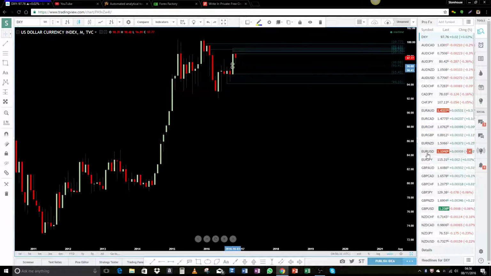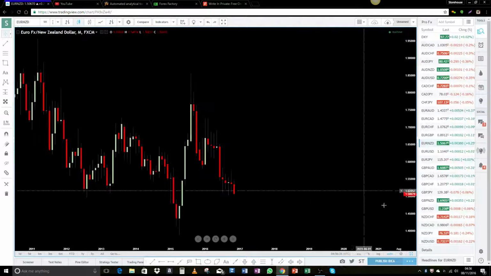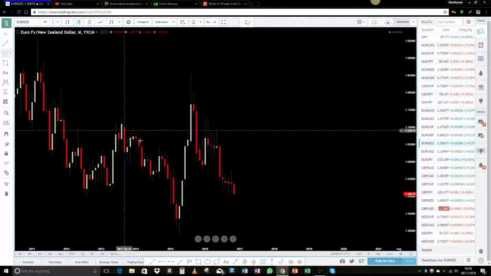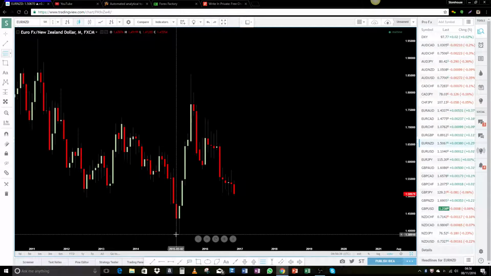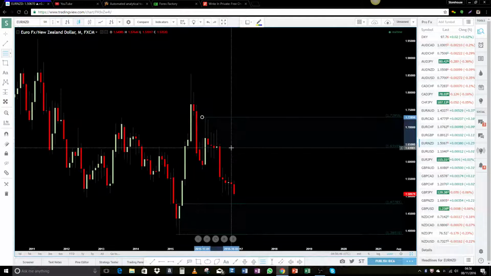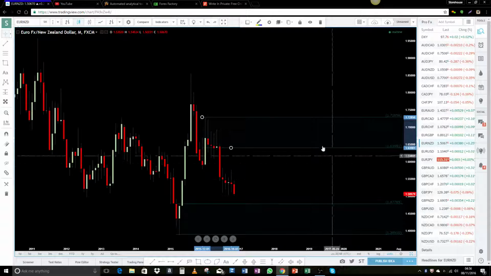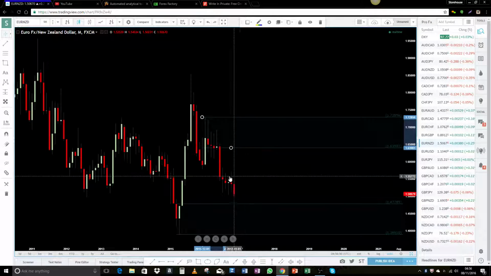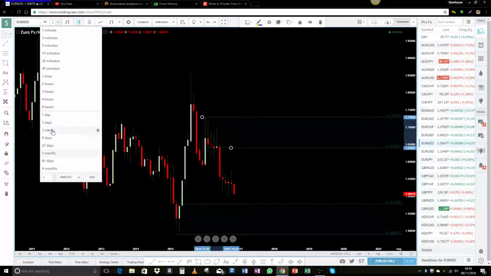Okay, so let's quickly take a look at a recent trade on the Euro New Zealand, which I posted in the forum. So this was the view that I was looking at. So we have the monthly, this sort of range, and the trade was taken up in here, which again was in the middle of the range.